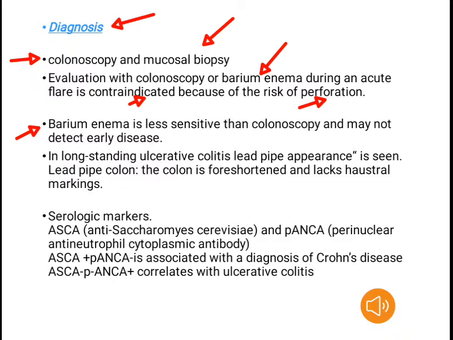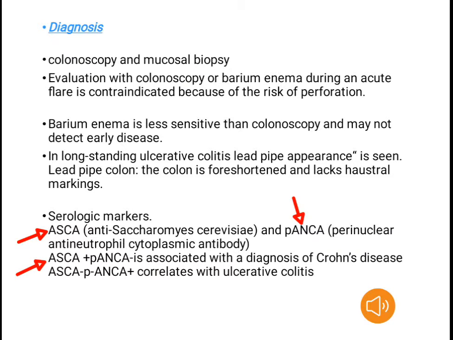In long-standing ulcerative colitis, lead pipe appearance is seen. In lead pipe colon, the colon is foreshortened and lacks haustral markings. Serologic markers include ASCA, anti-Saccharomyces cerevisiae, and PANCA, perinuclear antineutrophil cytoplasmic antibody. ASCA positive, PANCA negative is associated with a diagnosis of Crohn's disease. ASCA negative, PANCA positive correlates with ulcerative colitis.